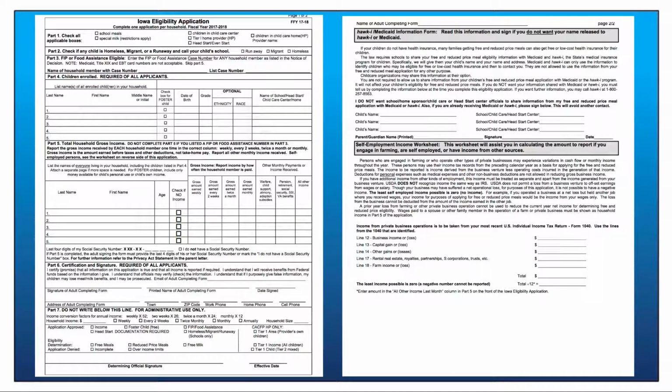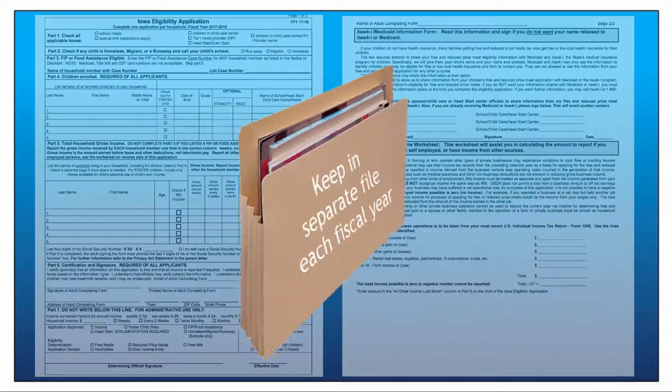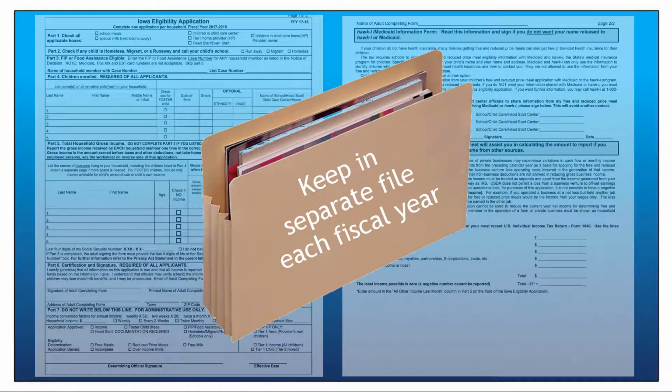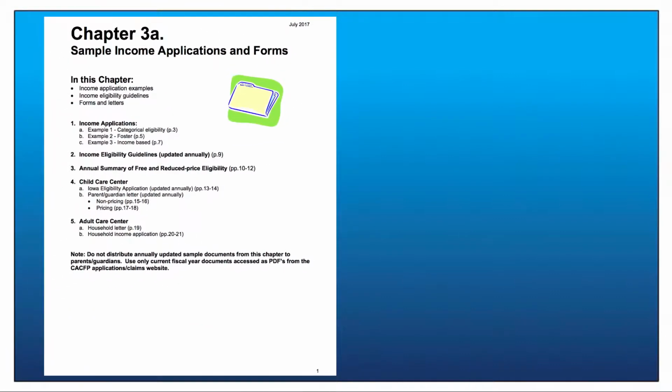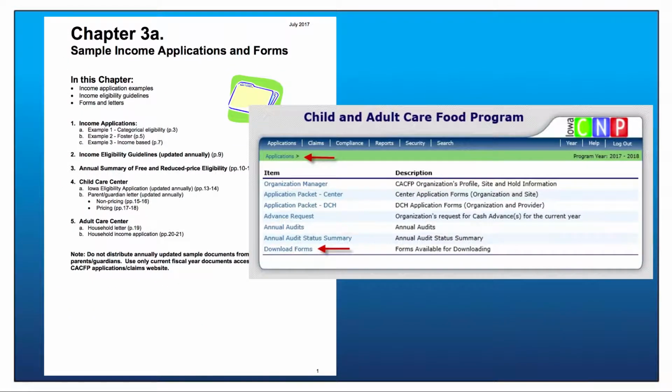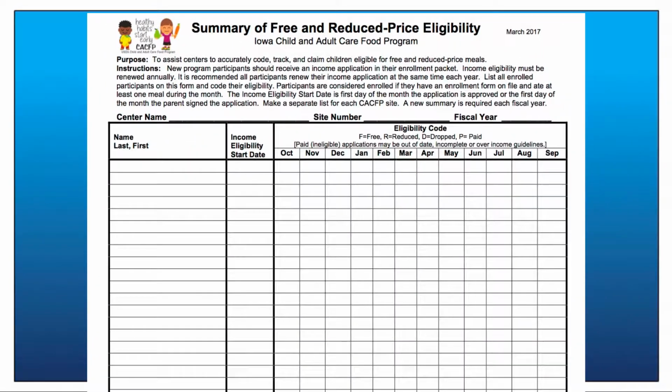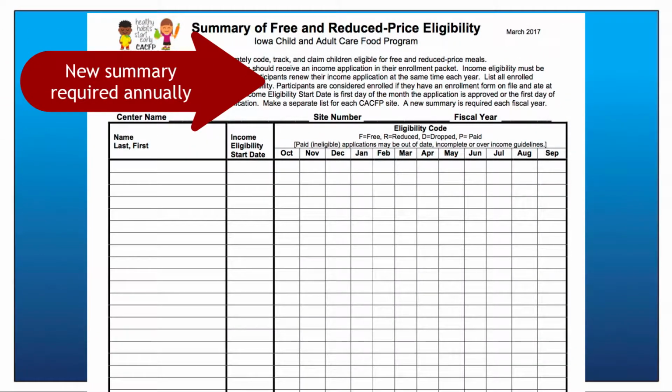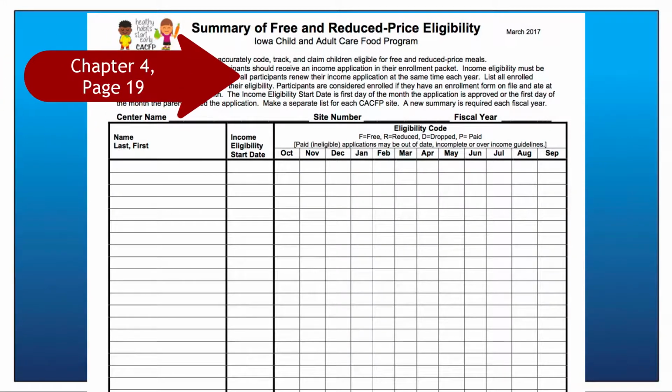Income applications, if collected, must be kept in a separate file for each fiscal year. Income applications can be found in Chapter 3A and in download forms. A new summary of free and reduced price eligibility is required each fiscal year to compile eligibility determinations from income applications. The summary form is found in Chapter 4.